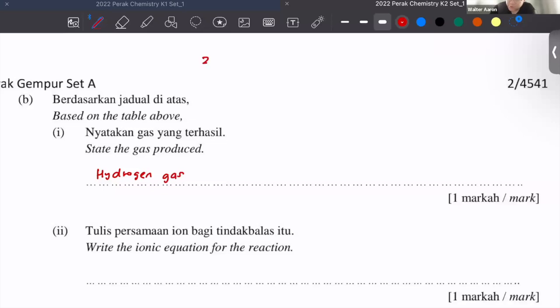The reason why is because when you react zinc with hydrochloric acid, you will get zinc chloride salt and you will get hydrogen gas being produced. So this one tells you that H2 gas is the answer.